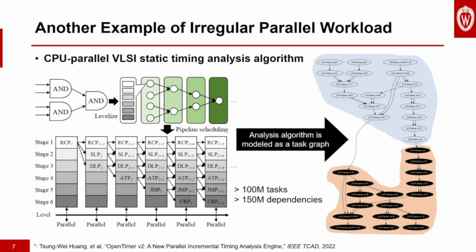This is another example of irregular parallel computing problem, where we want to parallelize static timing analysis, which is an important job in circuit design, using many core CPUs. The analysis algorithm is normally modeled as a task graph that propagates the timing values from the input of the circuit to its outputs. For large design, the resulting task graph can again be very, very huge, with more than 100 million tasks and 50 million dependencies.